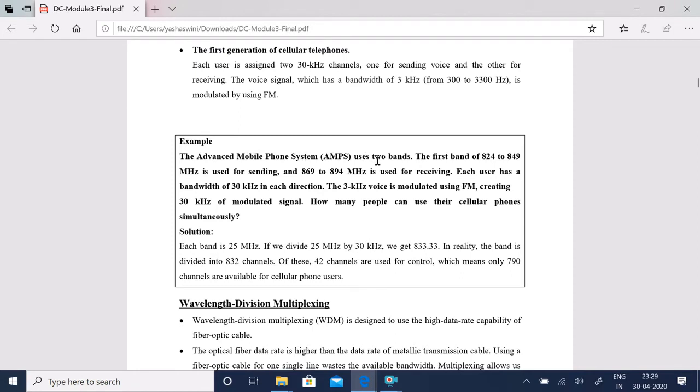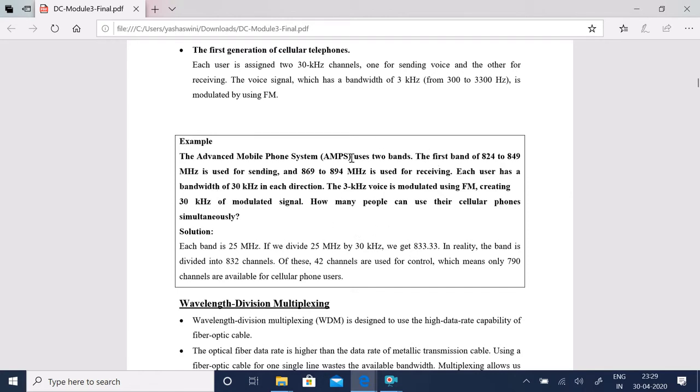It uses two bands. The first band is from 824 to 849 megahertz. This is used for sending. 869 to 894 megahertz is used for receiving. Each user has a bandwidth of 30 kilohertz in each direction, and the 3 kilohertz voice is modulated using frequency multiplexing, creating 30 kilohertz of modulated signal.